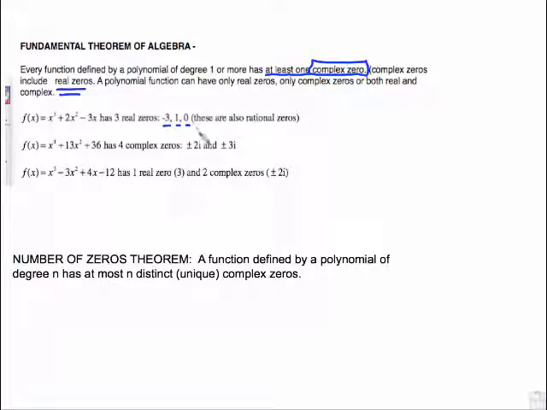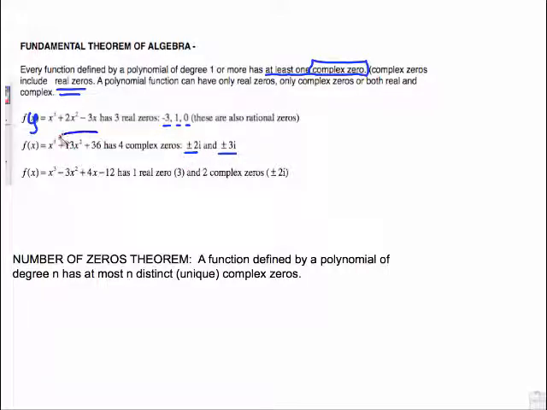Now you can verify all of these by plugging them in the calculator and taking a look at the graph. If you put this in the graph as y equals, you will see your graph cross at these three places, -3, 1, and 0. Another possibility is x to the fourth plus 13x squared plus 36. It has four complex zeros. Same deal, you can put it in the calculator and you will see it does not cross the axis at all. And the reason it doesn't cross is because it has imaginary roots of plus or minus 2i and plus or minus 3i. And you might wonder, well, how do you know that these are the roots?